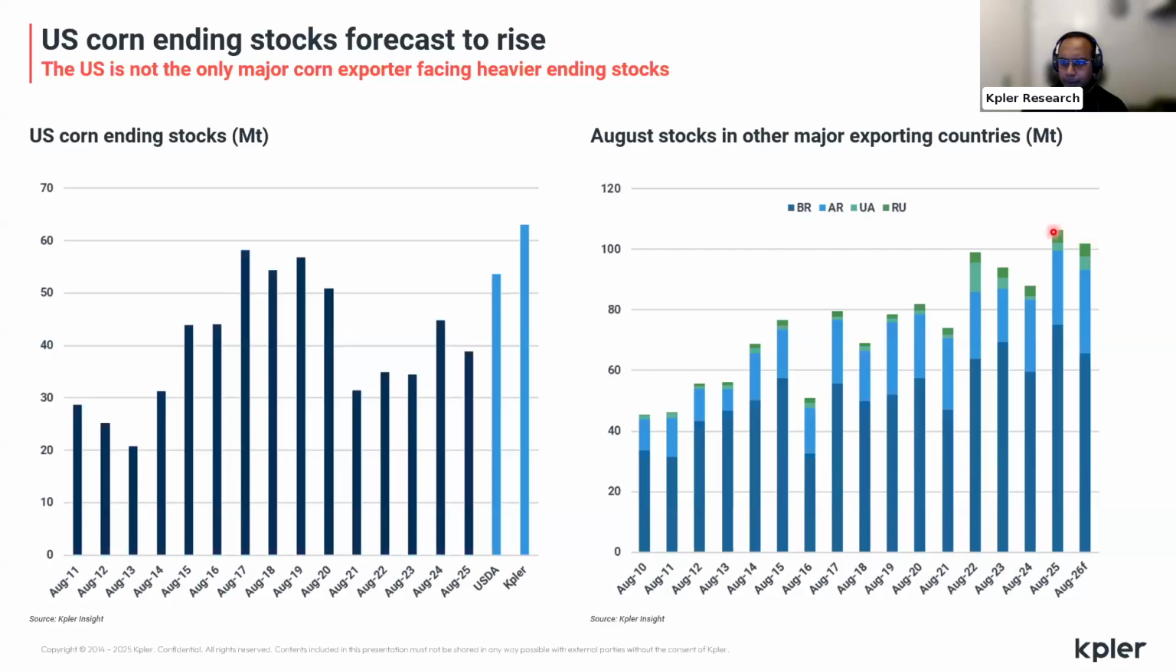Going into next year as well, we expect other countries' stocks to be high. So that's the idea on corn, basically, where we expect ending stocks to be over 2.4 billion bushels, with slightly lower yields than the USDA had in its last report.